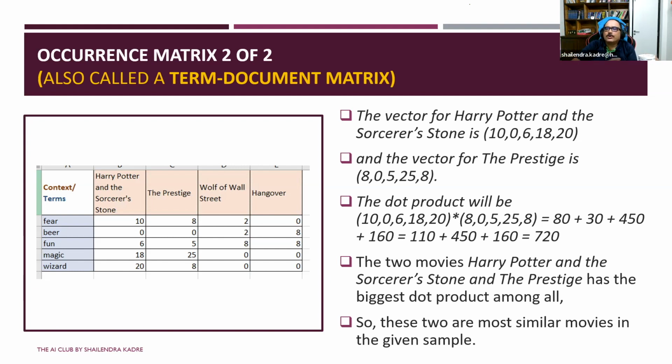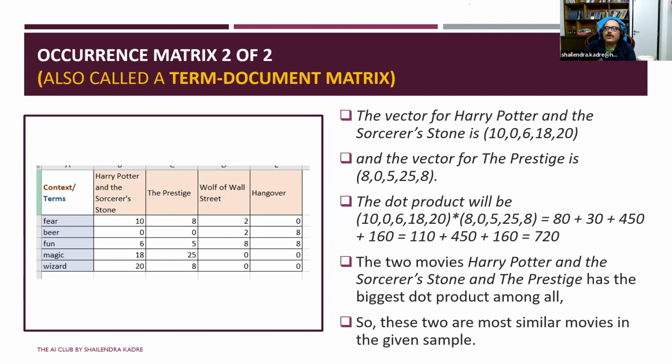So this dot product number shows which movies are very closely related. We find that the maximum dot product belongs to the Harry Potter and the Prestige vector dot product. So they are most closely related. That is the use of this particular term document matrix.